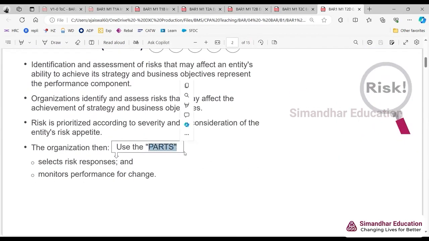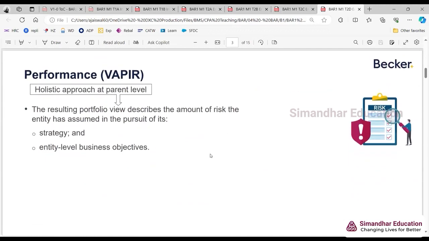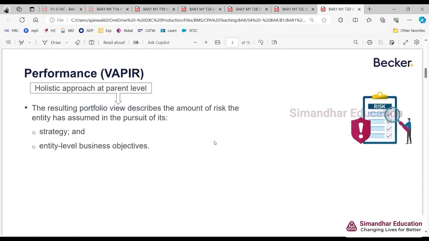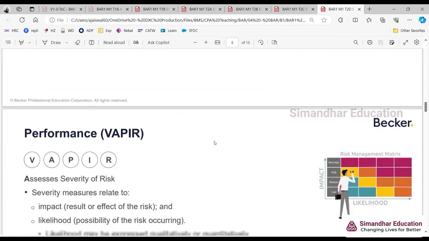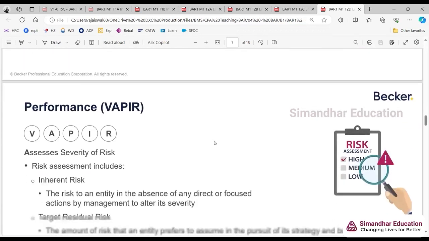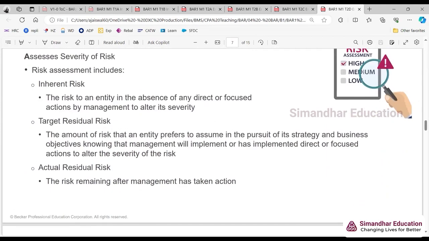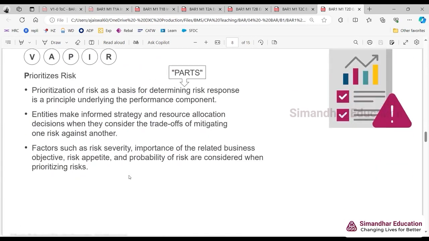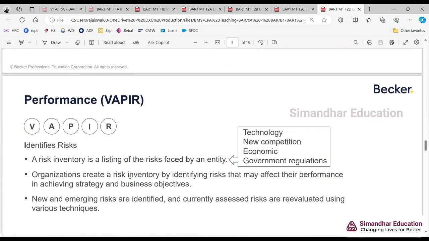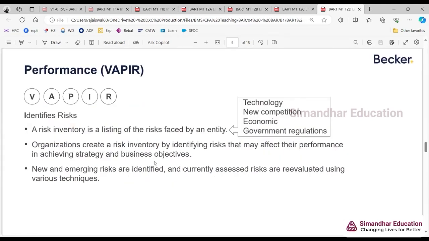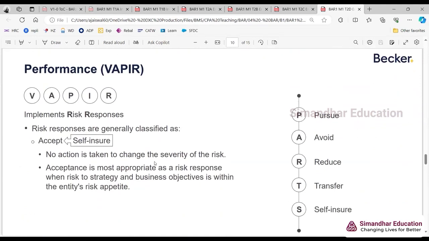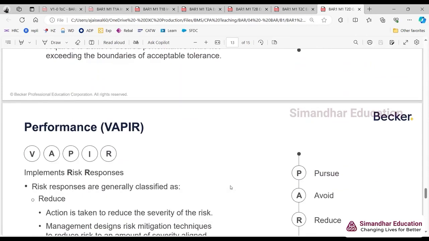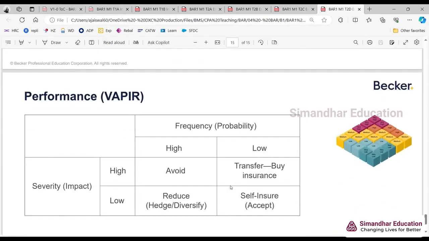Parts, right? Just now we discussed parts, risk responses. Parent level portfolio view, I told. Group level, right? Impact, severity, etc. We have discussed all of this, likelihood and all. Just now we discussed inherent risk, target risk, actual residual risk, depending on the management actions, right? Prioritize the risk based on the impact and frequency. Identifying risk is the first and foremost. We'll take a risk inventory. And lastly, risk responses, right? The parts only, they are elaborating a lot. We also discussed this one, right? Same thing, correct?